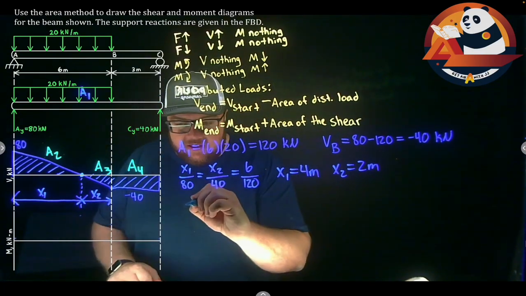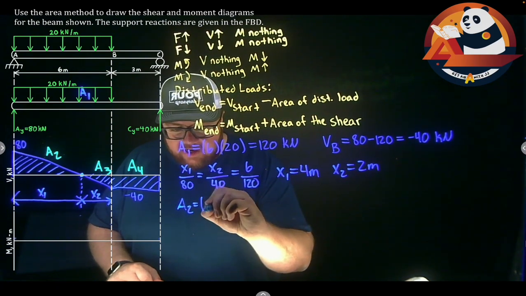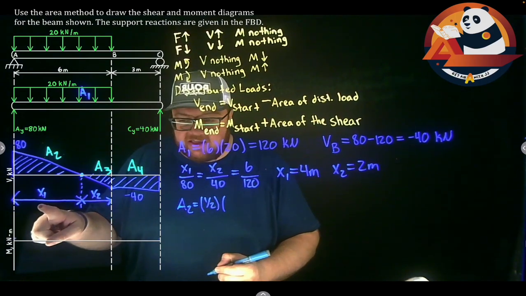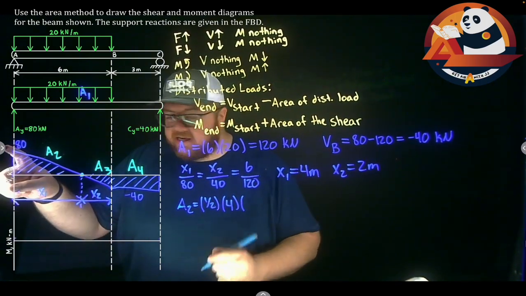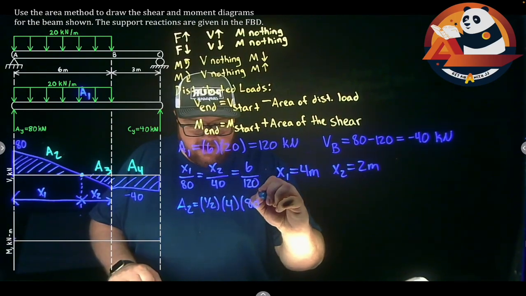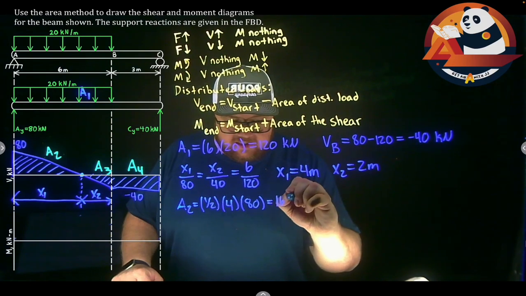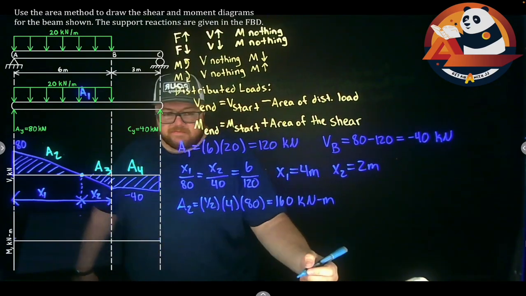My area 2 is a triangle. Area 2 should be, well, the area of a triangle is 1/2 base times height. The base of this triangle is x1, so 4 times the height is 80. 1/2 of 4 times 80 is going to get us 160 kilonewton meters.